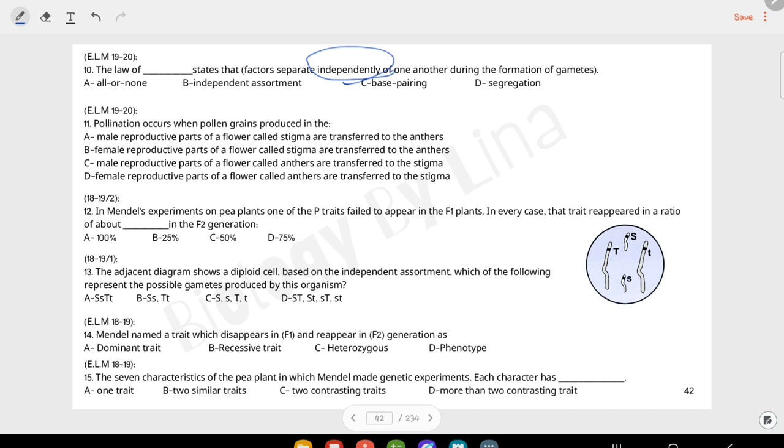And which law of Mendel, is it the law of segregation or the law of independent assortment, states that the factors separate independently of one another? It's the law of independent assortment, the second law of Mendel.